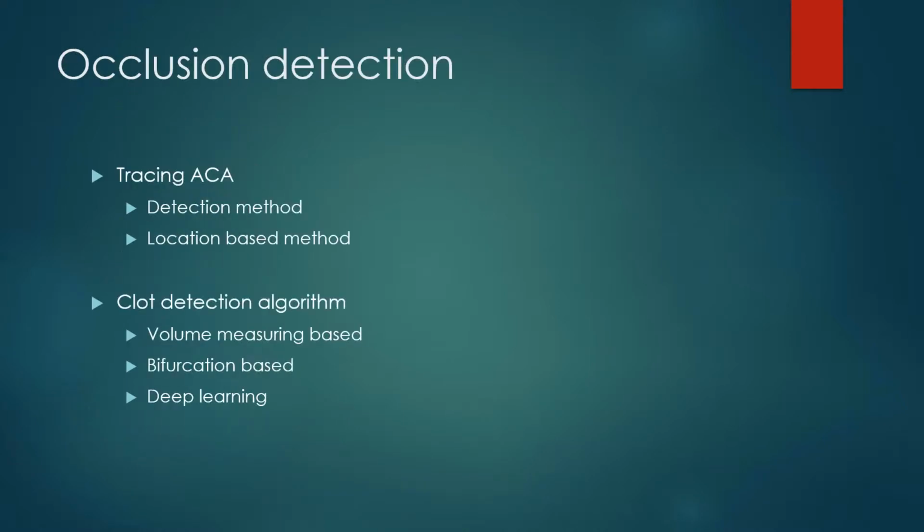So again, the occlusion detection is fine. The tracing, we started from the ACA artery, and then the same method could be applied to the PCA artery, MCA artery as well. But we start from the ACA because a lot of strokes happen in the ACA. And then you have tracing the artery to find the location of the stroke, and then we have the stroke detection algorithm.